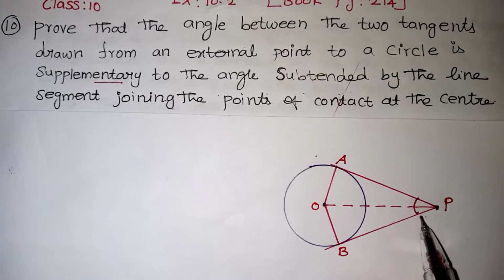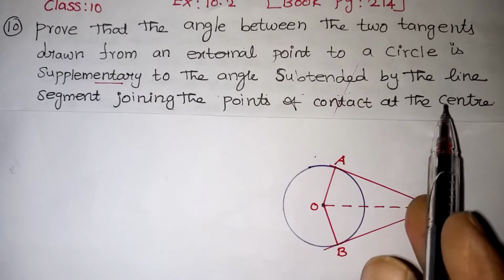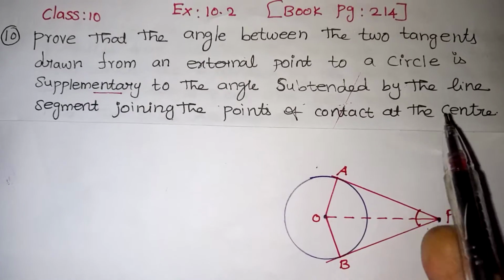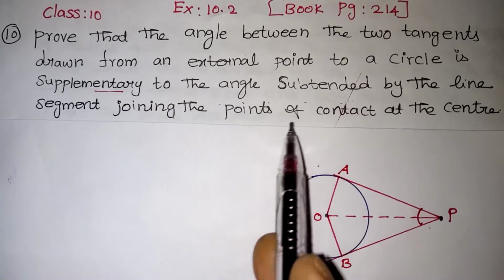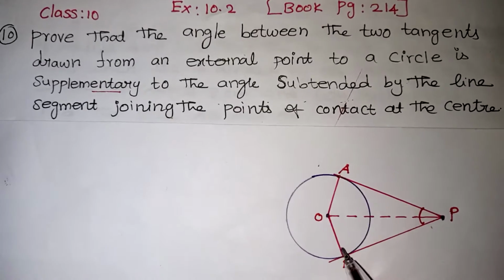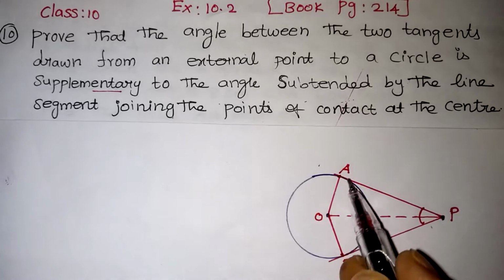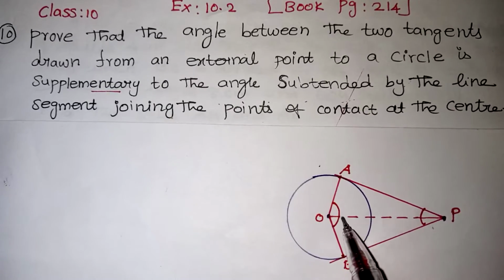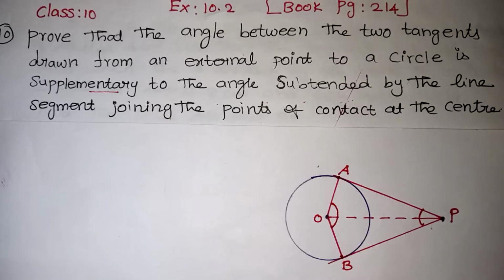Now the angle between the two tangents to a circle is supplementary to the angle subtended by the line segment joining the points of contact at the center. So this is one point of contact and this is another point of contact. Both meet at the center. There also we are getting one more angle formed. So these two angles are supplementary. We need to prove this now.